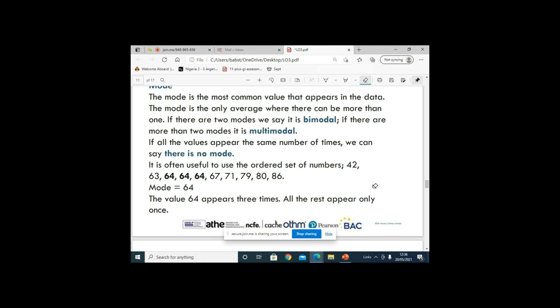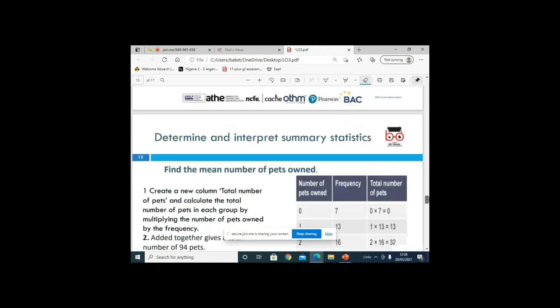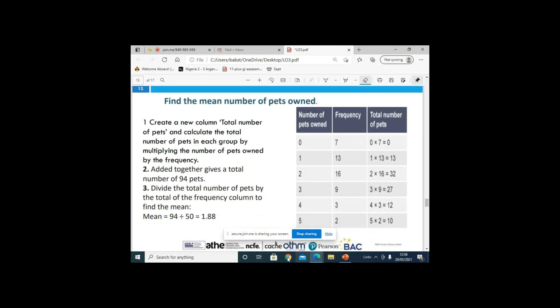So let's quickly do the mean now. Let me see, maybe the mean is calculated here. When you want to do the mean, it is a bit different. The first thing you do is multiply the number of pets by the frequency.